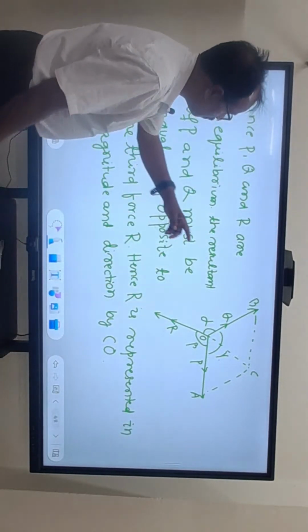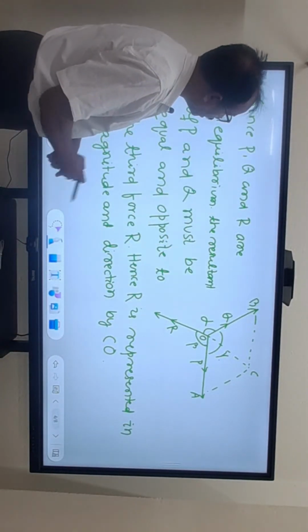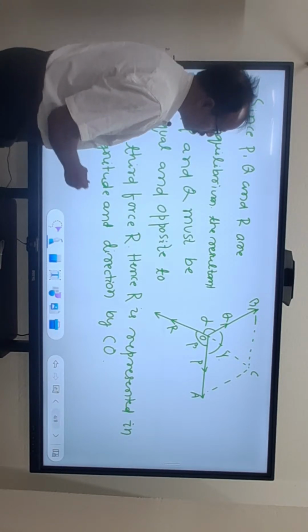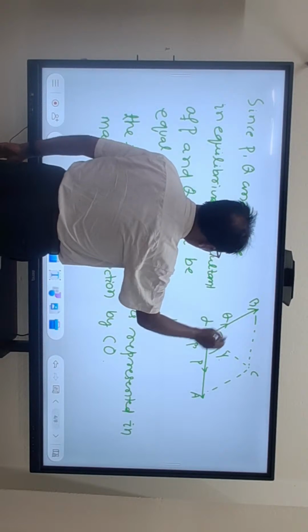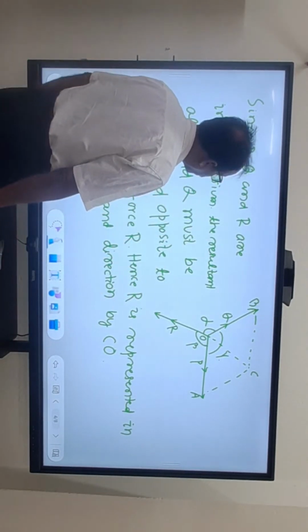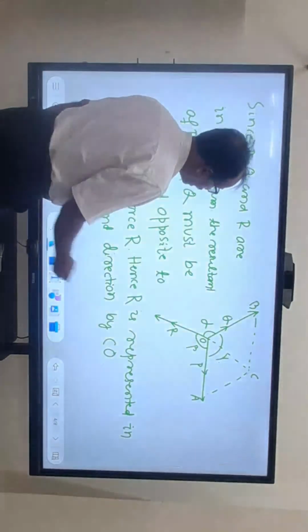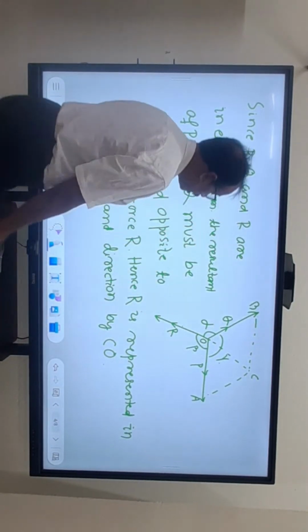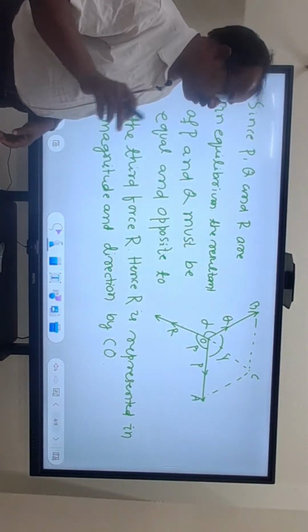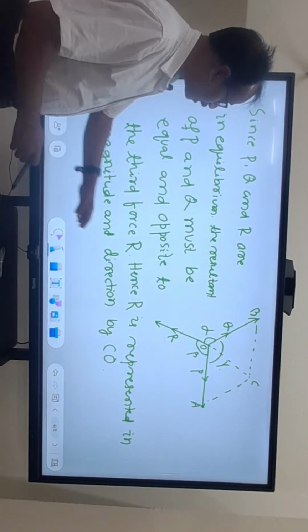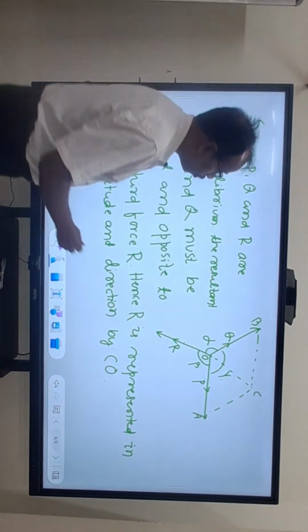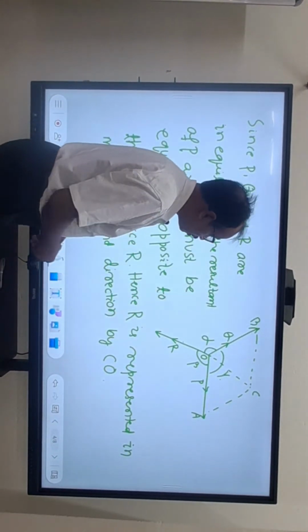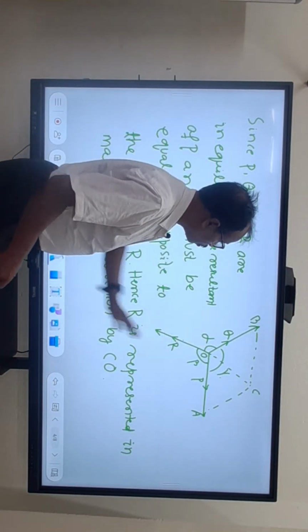Since P, Q and R are in equilibrium, the resultant of P and Q must be equal and opposite to the third force, that is R. Hence, R is represented in magnitude and direction by CO, where OC is the diagonal of P and Q.